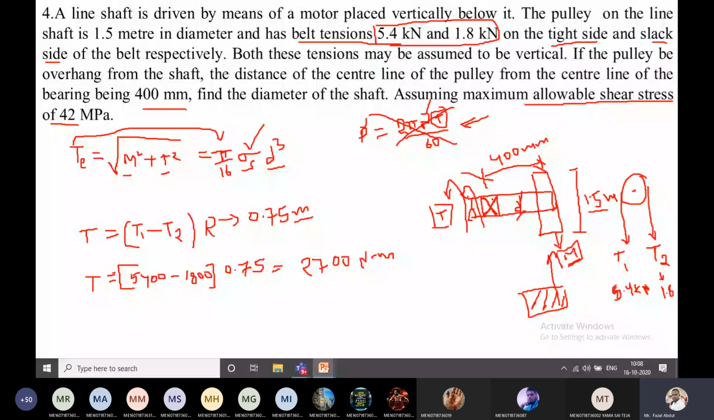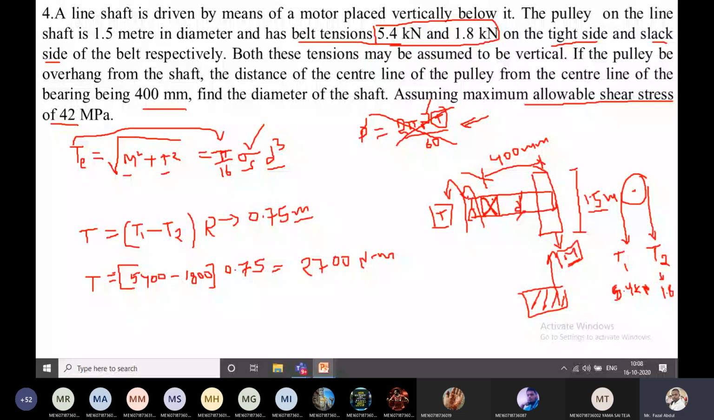Observe the diagram. This diagram is appearing as a simply supported beam. Why am I saying simply supported? The shaft is inserted in the bearing, and at one end it is attached to the pulley. The pulley is subjected to a point load here, and the distance from the fixed support is 400 mm. The bending moment is load into perpendicular distance, W into L.